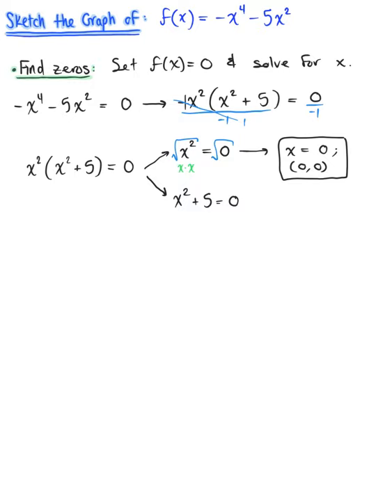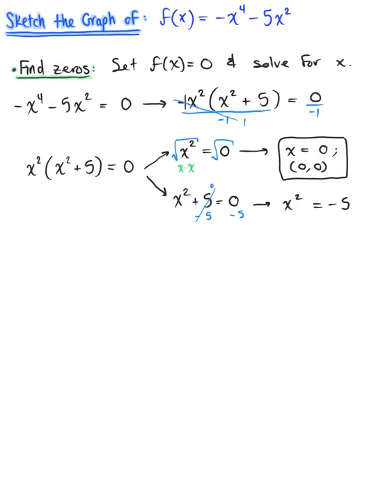So now moving on to case 2, we have x squared plus 5. In order to start solving here, we will subtract 5 from both sides of the equation. So 5 minus 5 cancels itself out to 0, and we're left now with x squared is equal to negative 5.